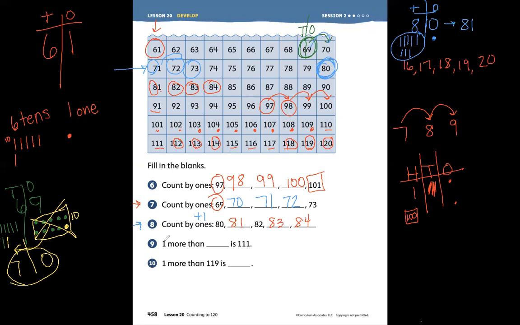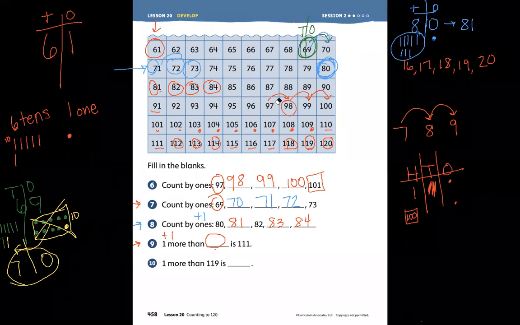Okay, now we're moving down to problem number 9. It says one more. Let's just draw a picture of one more right there. Plus 1. We're only adding one more than blank is 111. Oh my goodness, they are trying to trick us, but we are not going to let them trick us. One more than this number right here is 111.